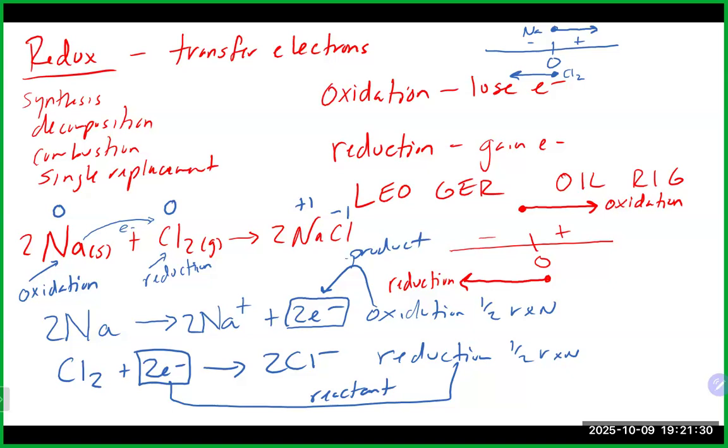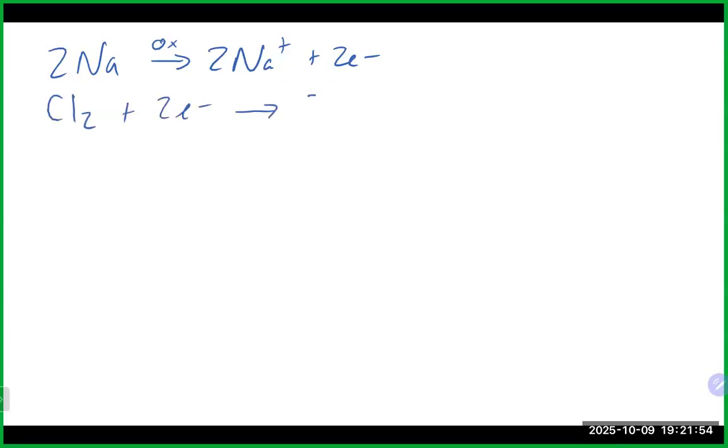Now, these are called half reactions because if you add them back together, you get the overall reaction that is taking place. So since I'm running out of room here, I'm going to flip the page and rewrite those. So we got 2 sodiums going to 2 of these, plus 2 electrons, oxidation half reaction. We have our chlorine plus a couple of electrons going to 2 Cl minuses, our reduction.